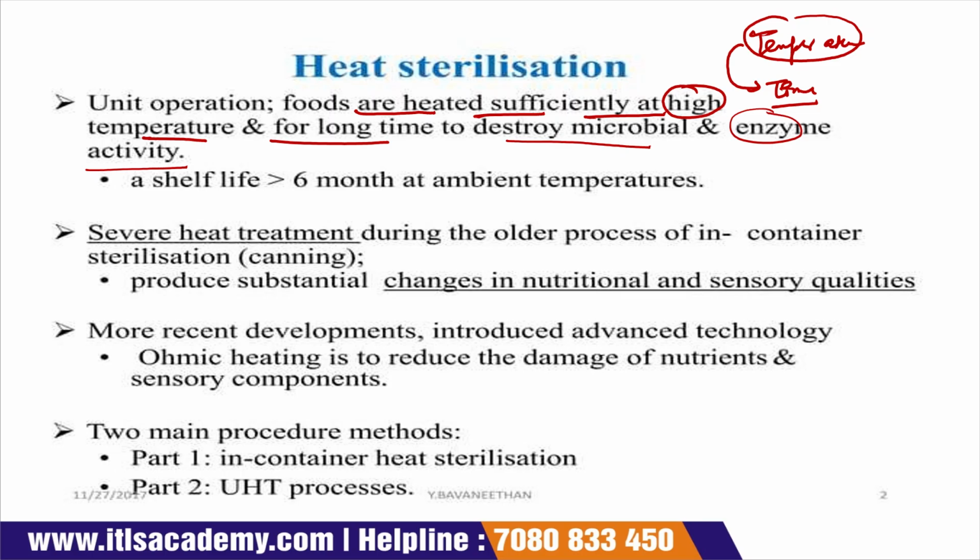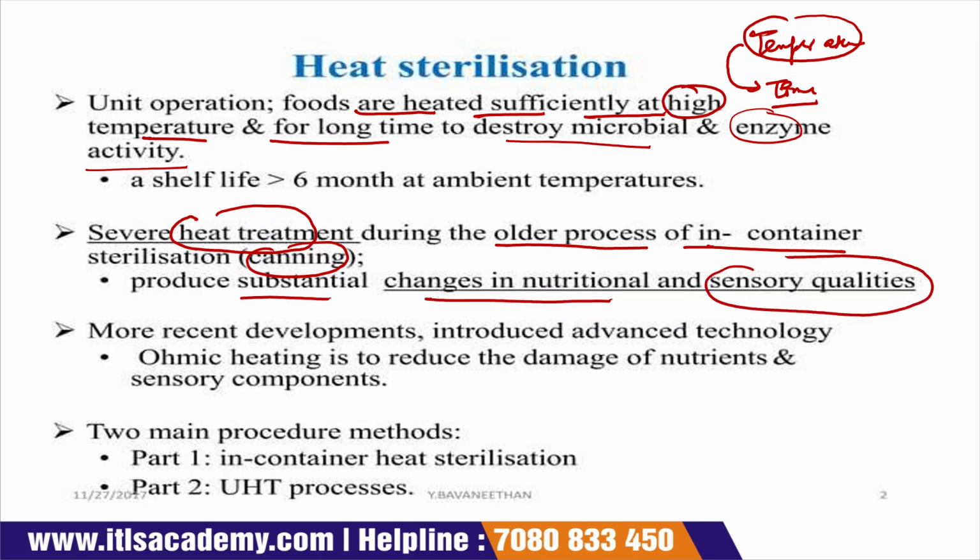Now, severe heat treatment is the older process, in-container sterilization. So this heat sterilization is a severe heat treatment, which means that we use a high amount of heat, and this process is very old. Like we do in-container sterilization. In canning, we fill the food product and seal it, and after that we sterilize it. It produces substantial changes in the nutritional and sensory quality of the food product.